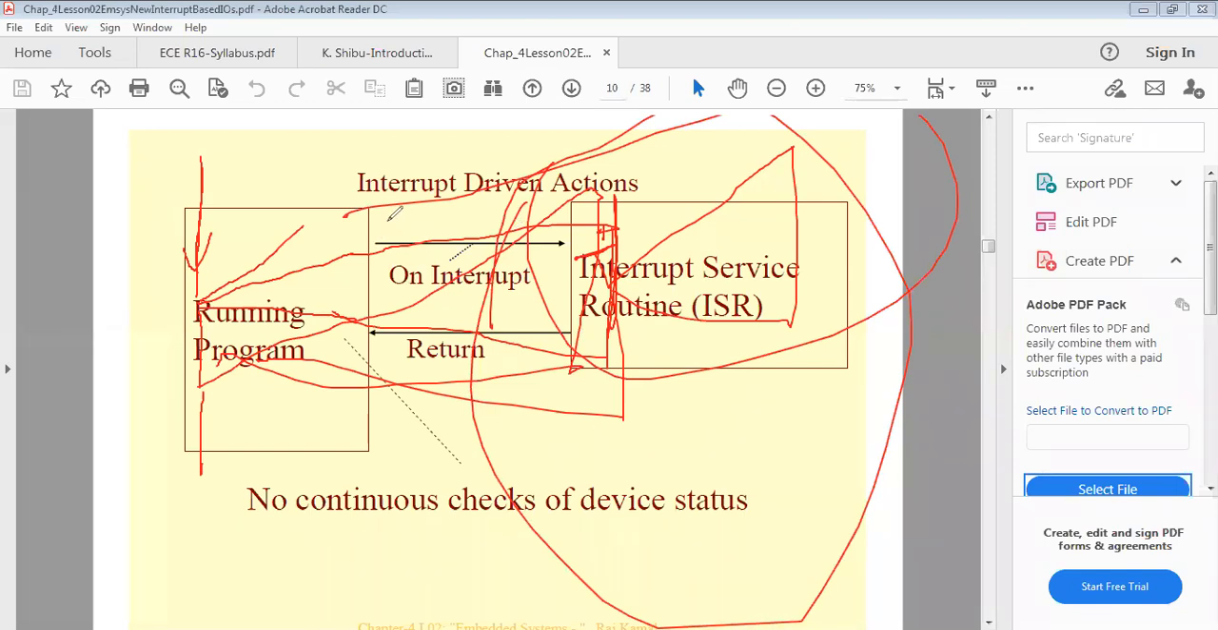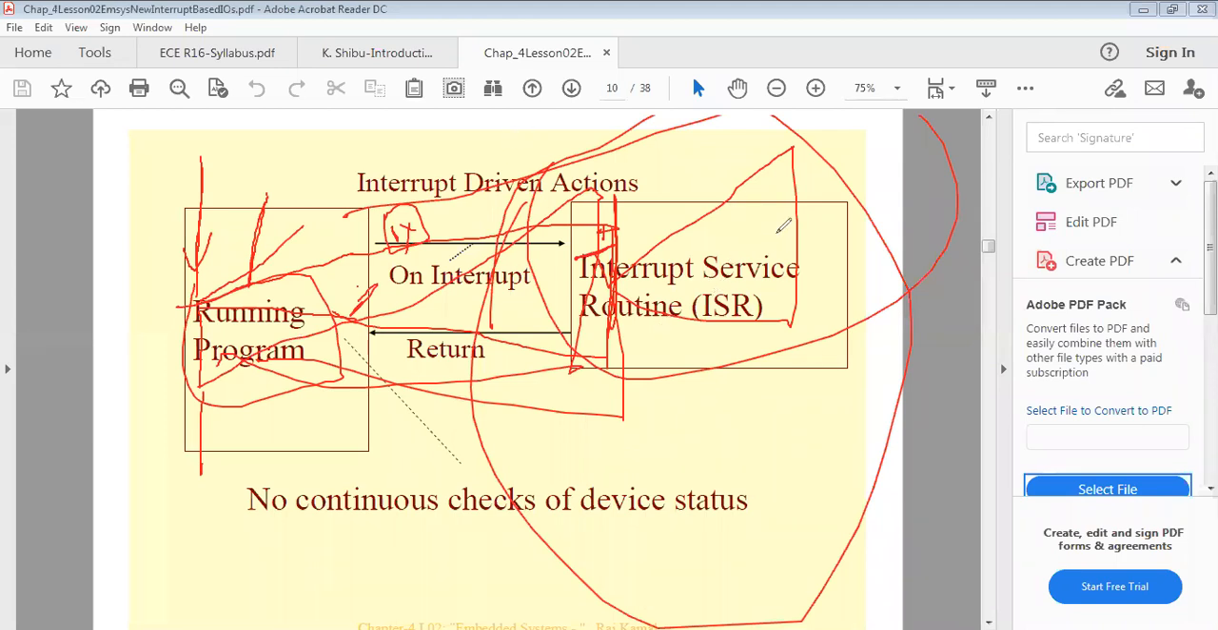Suppose I do not enable that interrupt flag here. Even if an interrupt occurs, it doesn't take that interrupt and never saves it. It just executes the program that is currently executing, dedicated to a single functionality, with no concept of interrupt. This is called interrupt driven actions.